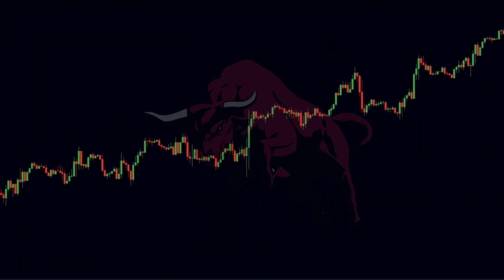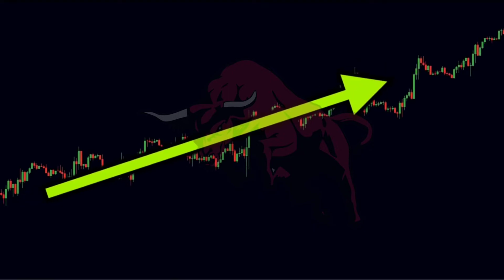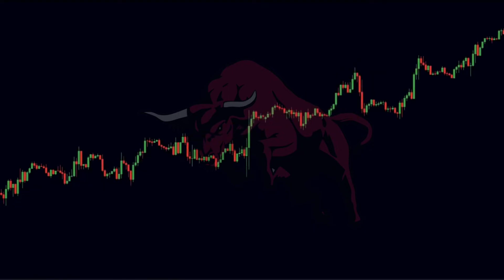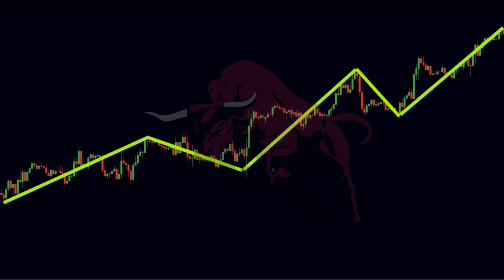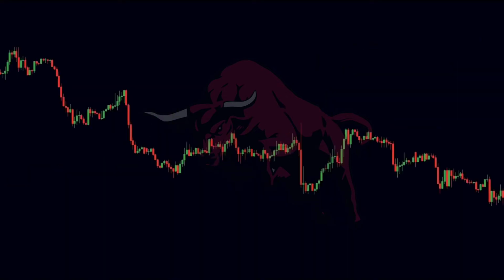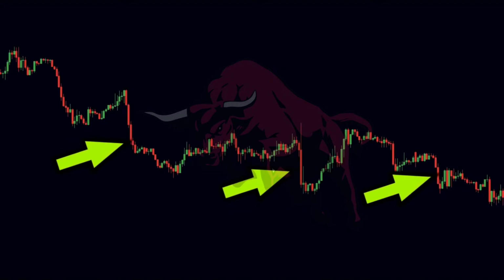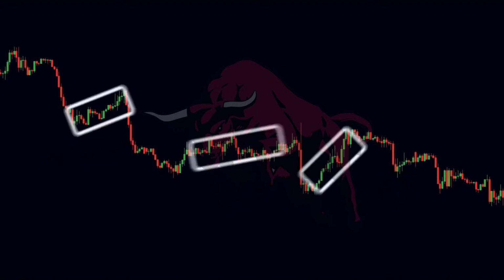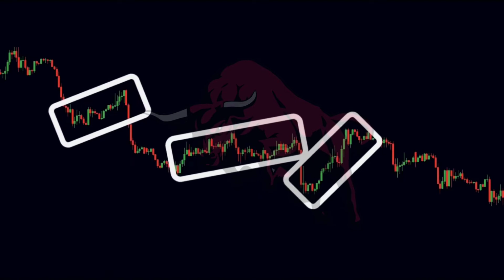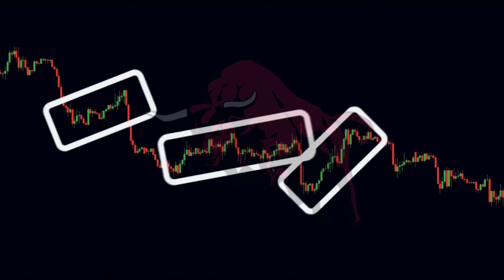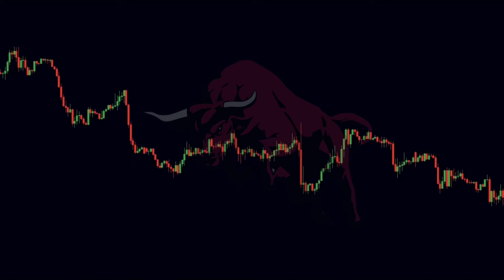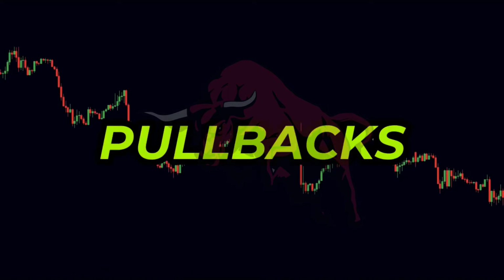When the price trends in a certain direction, it does not move in a straight line. Instead, it moves in a zigzag pattern by creating higher highs and higher lows. In a downtrend, we see that the price makes lower highs and lower lows. The moves that occur in the direction of the trend are called impulsive moves. And the moves that occur in the opposite direction of the trend are called corrective moves. Corrective moves can also be called pullbacks.